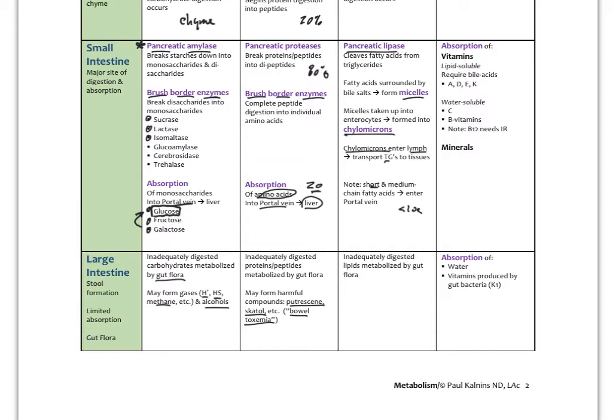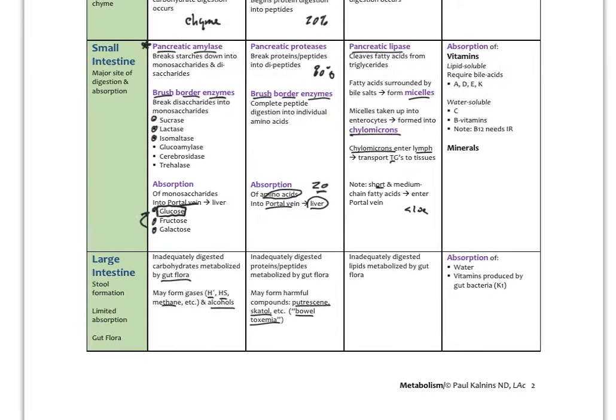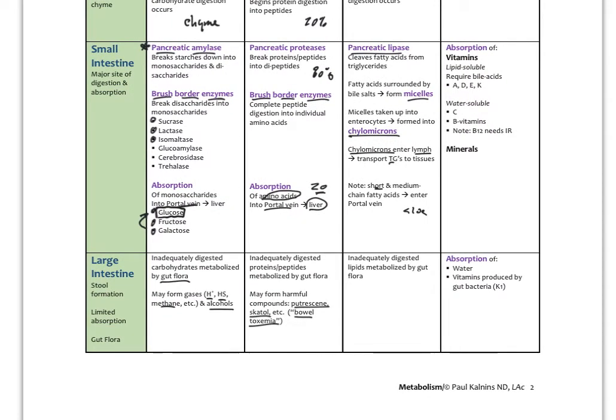In terms of vitamins, most are absorbed in the small intestine, remember, and we divide them into lipid-soluble, which are going to require bile acids for their absorption, and include vitamins A, D, E, and K. And then the water-soluble vitamins, which would include vitamin C and the B complex. And remember that B12 specifically needs intrinsic factor, IF, from the parietal cells of the stomach. That's going to be important for its absorption in the distal ileum.